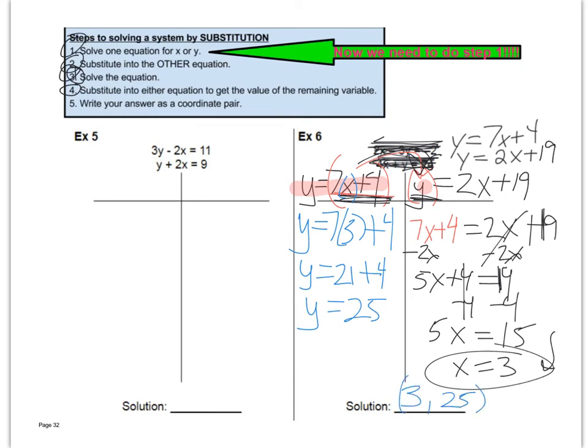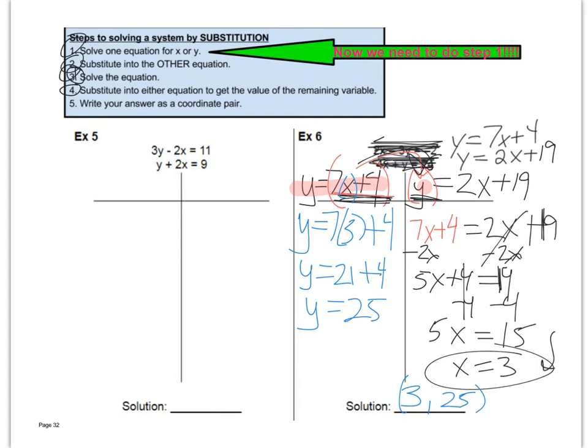I did check it. If you want to check it in both equations, remember you have to work in both. That's really important that you check it in both. But it does, in fact, work. So now let's do this one over here. It does not have that first step done for us. It's not going to let me erase these circles.